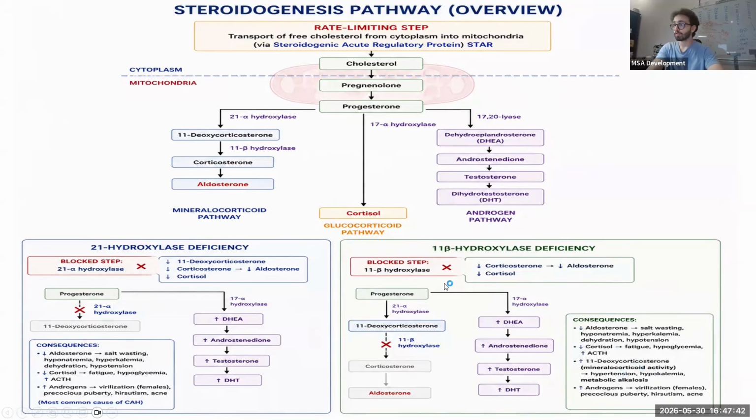Okay? But like in 21 alpha hydroxylase deficiency, the rest is the same. Cortisol will be decreased, while androgens will be increased. Okay? For the same consequences as 21 alpha hydroxylase deficiency, but there's one difference: we have increased deoxycorticosterone, which would lead to hypertension. Okay? I hope this is clear. Very important slide. Memorize it like your name.